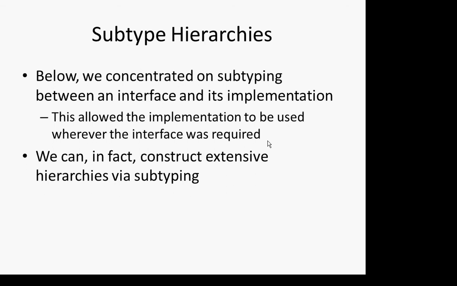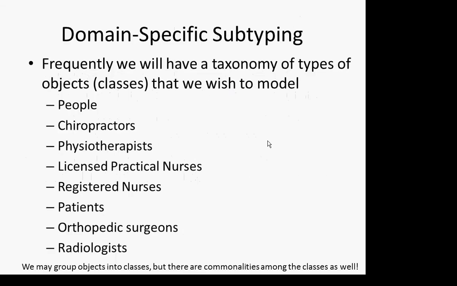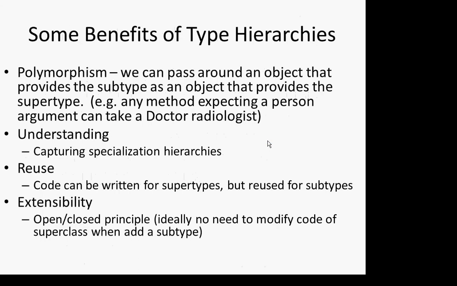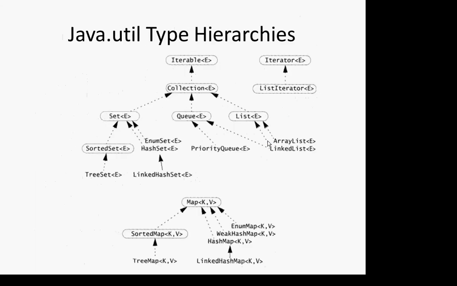But what I can count on are the specifications, the contracts, okay? Now, in general, we're going to create subtype hierarchies. So in a medical sense, we might have health professionals who are persons, and doctors who are health professionals. And in Java, we have things like this. All sorted sets implement the set interface, and must adhere to the guarantees of sets.